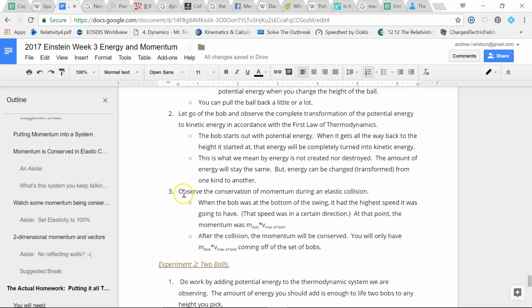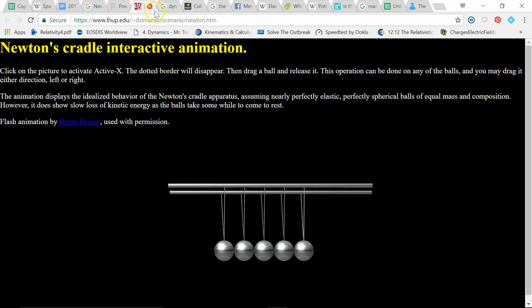Okay. Observe the conservation of momentum during an elastic collision. Again, really big words, but look at this. What that means is when I pull it back, and when it comes down here, it has a certain velocity and it has a certain mass. That m times v when it hits is going to equal the m times v at the end. That's all that number 3 means.